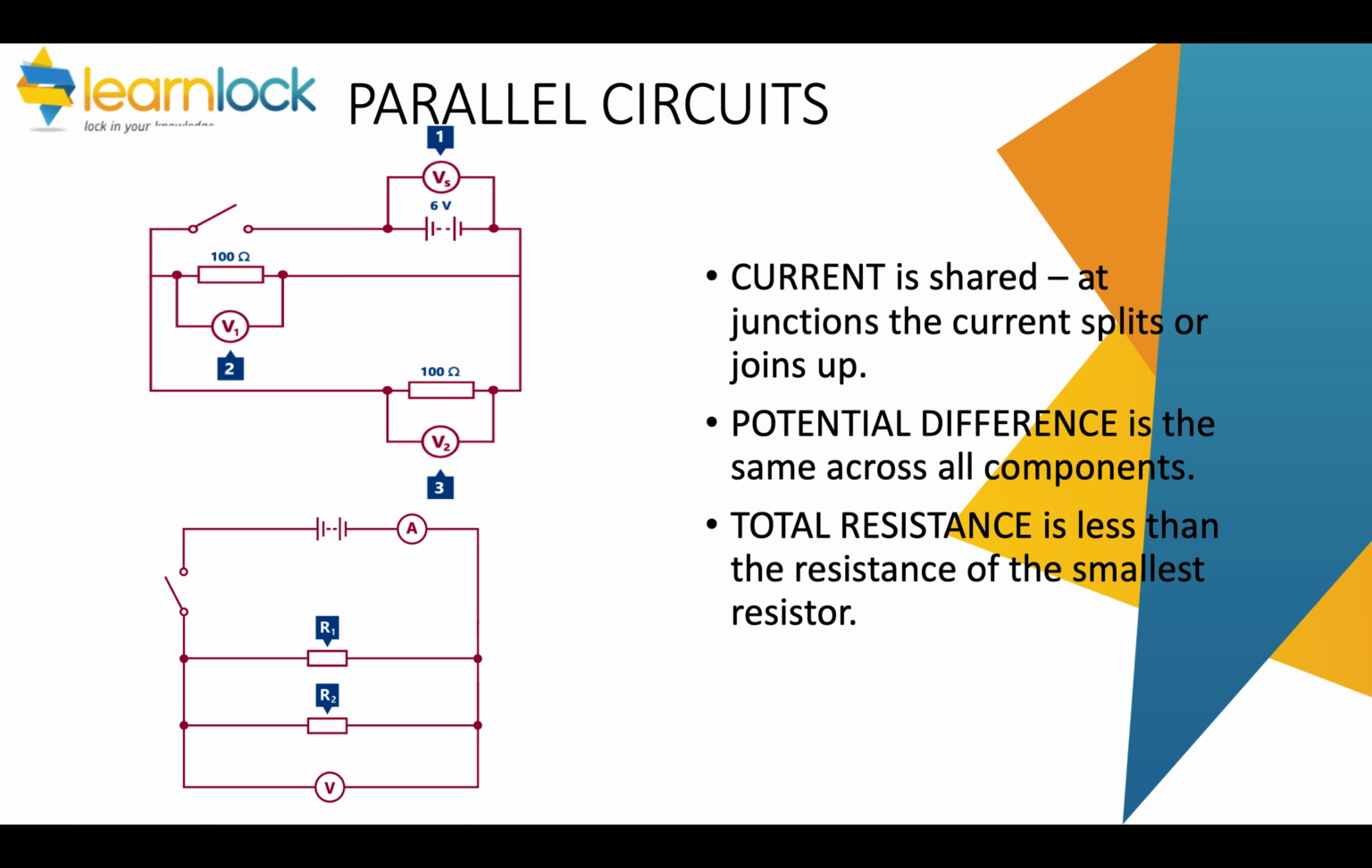In a parallel circuit, the current is shared, and it's shared at the junction. So a junction is like here, so the current will split and then join up again on the way back. The potential difference this time is the same. So, for example, here, a 6-volt battery would provide 6 volts here, 6 volts here, which means if you added bulbs, they'd all be the same brightness. This time, the total resistance is less than the resistance of the smallest resistor. So the more resistors you add in a parallel circuit, the lower the resistance.